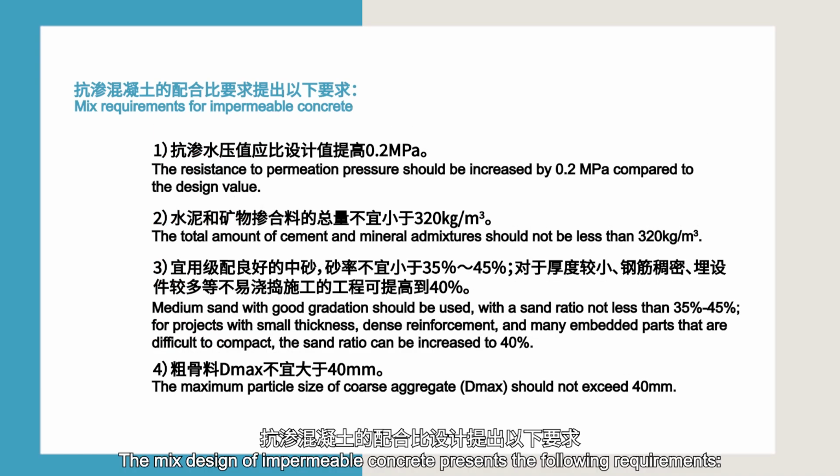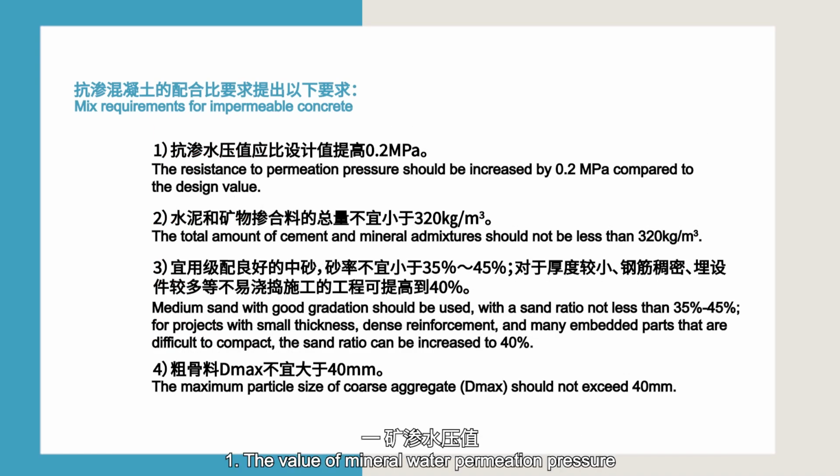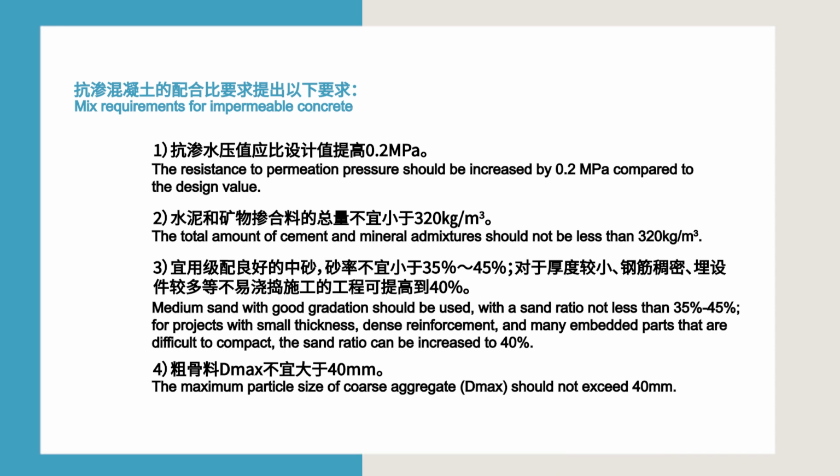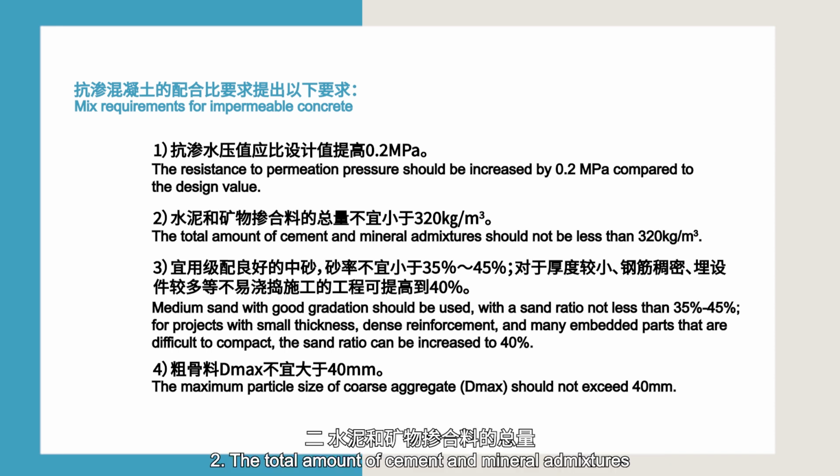The mix design of impermeable concrete presents the following requirements. 1. The value of water permeation pressure should be increased by 0.2 megapascals compared to the design value. 2. The total amount of cement and mineral admixtures should not be less than 320 kilograms per cubic meter. 3. Medium sand with good gradation should be used, with a sand ratio of 35% to 45%.